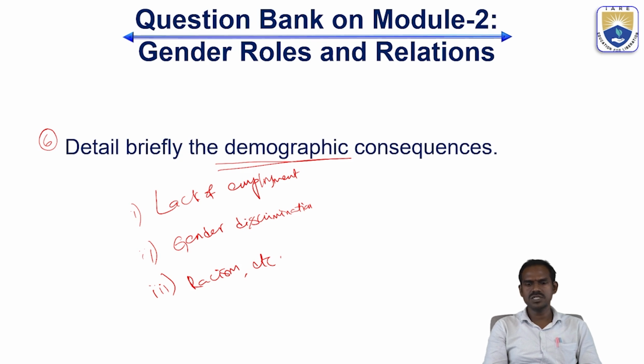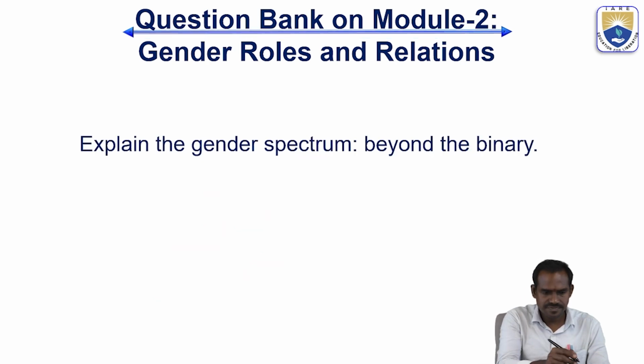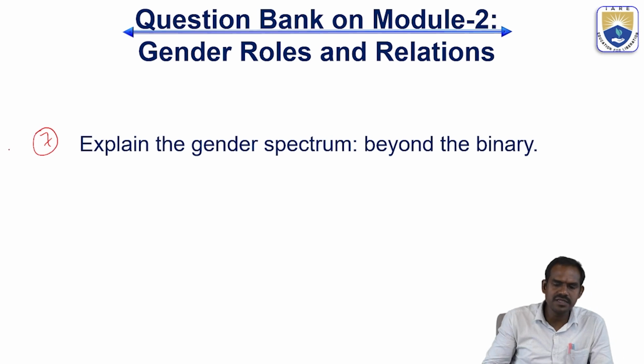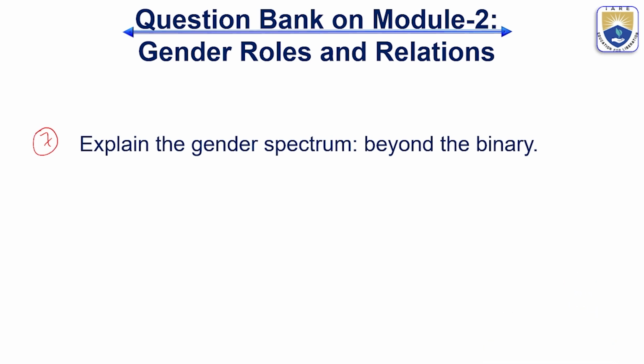Now let's move on to the next question, question number 7. What is question number 7? Explain the gender spectrum beyond the binary. So once upon a time, 1 or 2 kids were planned by a family. So 1 or 2 kids is enough in a family to run the family successfully. It's not about the budget that you have to spend on the family. It's about caring. If the number is more, you cannot care equally. If the number is less, you can care equally.